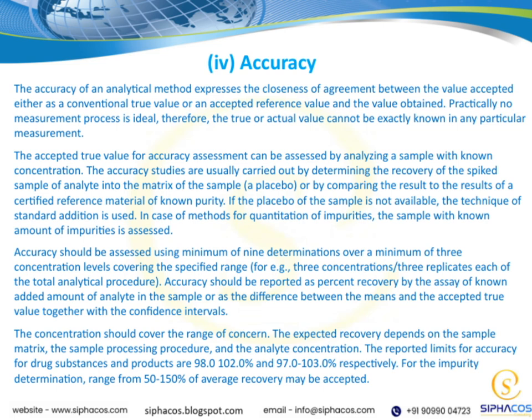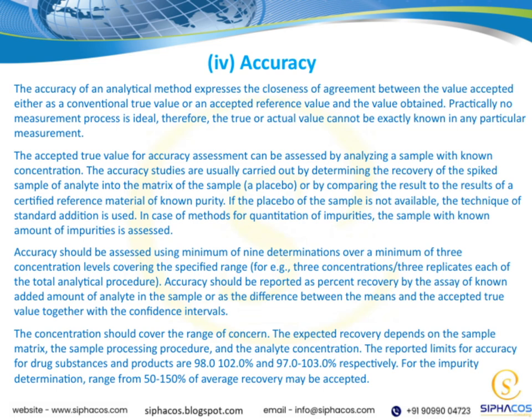If a placebo isn't available, we can use the standard addition method, where we add a known amount of analyte directly to the sample. When checking for impurities, we analyze samples with a known amount of impurities. To get reliable accuracy data, we should perform at least 9 measurements across 3 different concentration levels, with 3 replicates each. This helps us cover the entire range we're interested in. We typically report accuracy as the percentage recovery, how much of the known added analyte we detect, or as the difference between our mean result and the true value, along with confidence intervals for statistical confidence.